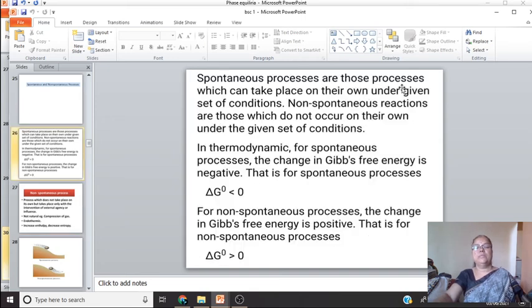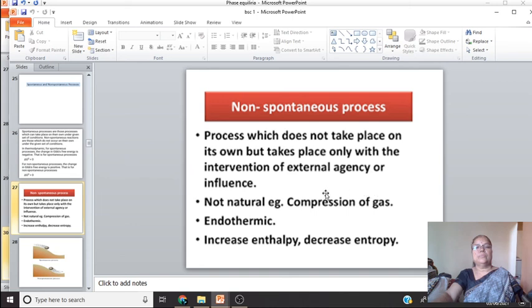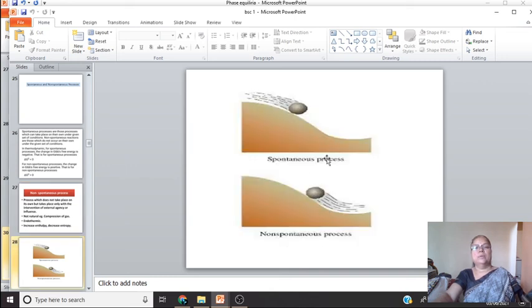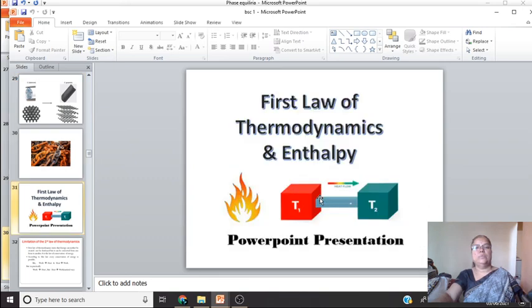Remember, spontaneous processes are those processes which take place on their own accord under a given set of conditions. Non-spontaneous reactions are those which do not occur on their own accord under a given set of conditions. Remember that in thermodynamics, for a spontaneous process, the change in Gibbs free energy is negative. The free energy decreases. Non-spontaneous processes do not occur on their own accord. These are examples of spontaneous and non-spontaneous processes.